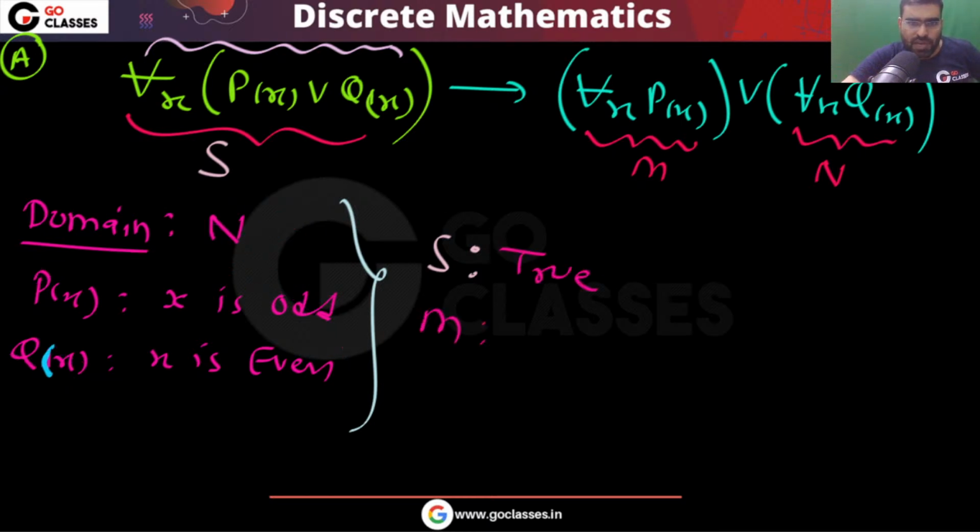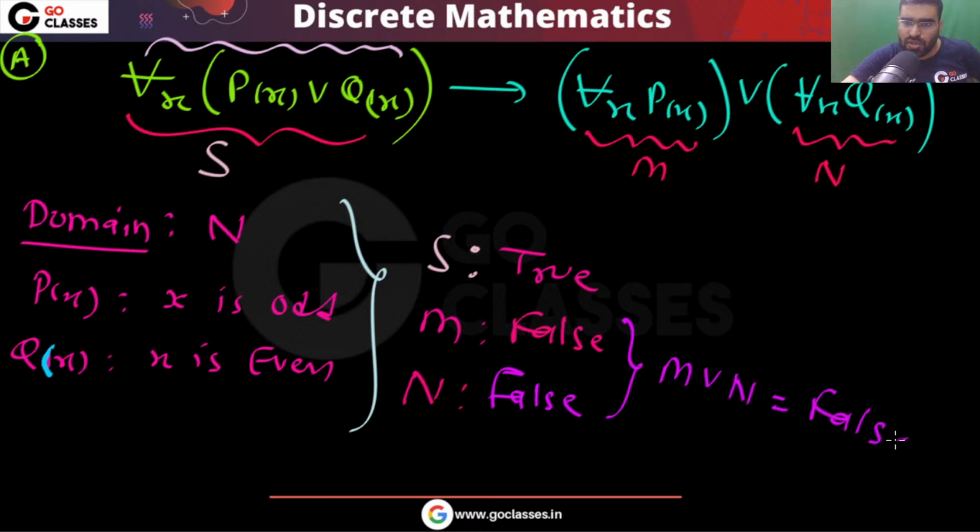What is the truth value of M? Can I say for everyone in the domain everyone is odd? No, definitely. So this is false. What about N? Can I say for everyone in the domain everyone is even? That is also false. So you can see that M or N is also false. So now you can easily see S is true.